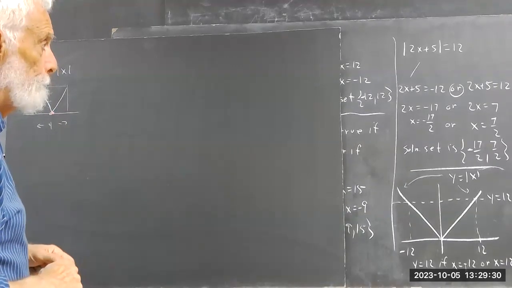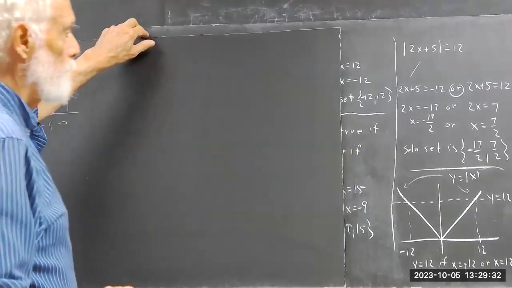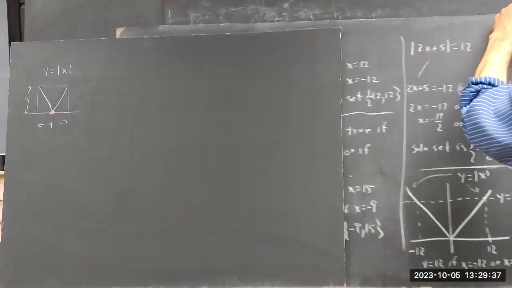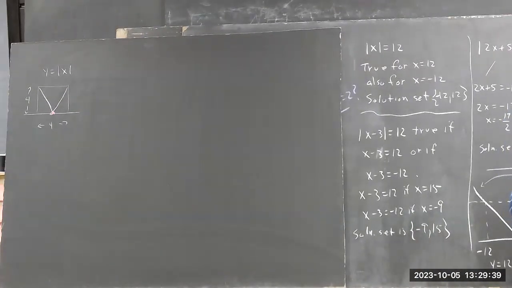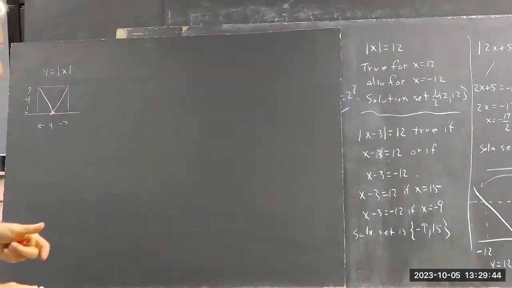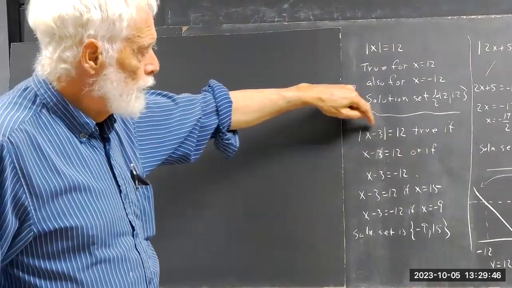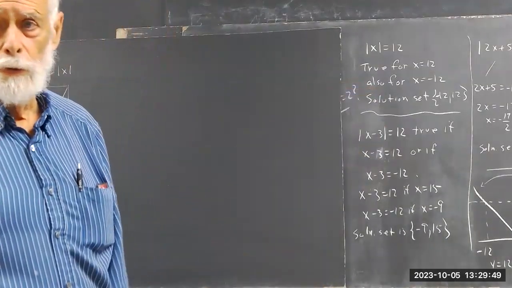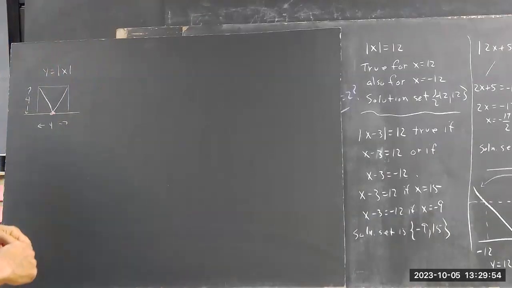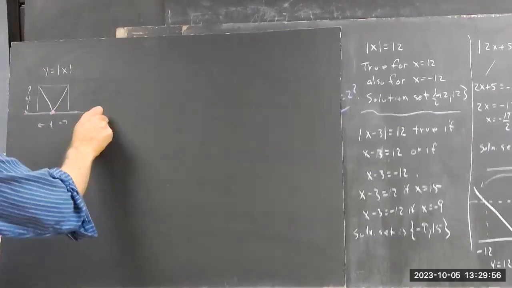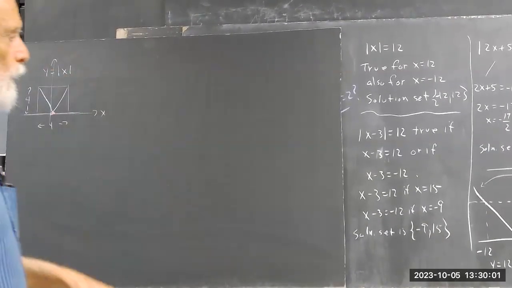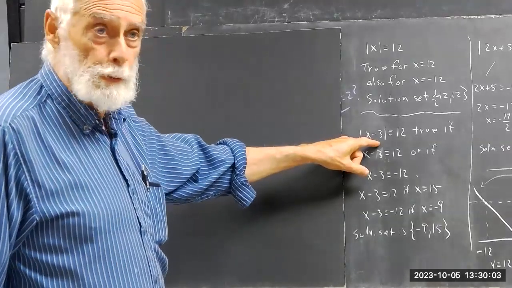Now I want to draw, well, I want to solve the equation absolute value of x minus 3 equals 12. How am I going to do that? Okay, well, this is the y equals absolute value of x function. How do I get y equals absolute value of x minus 3?